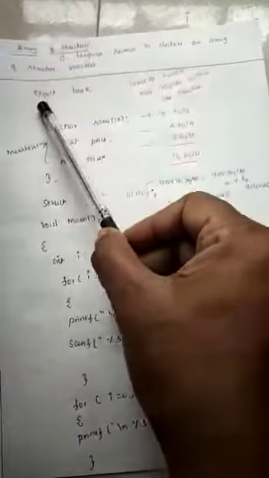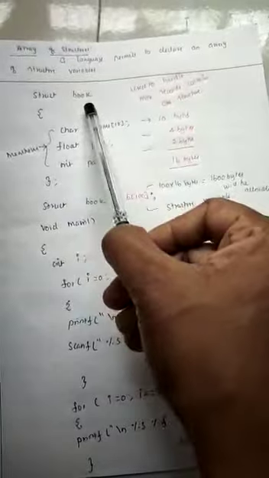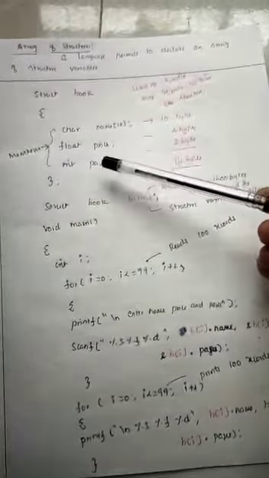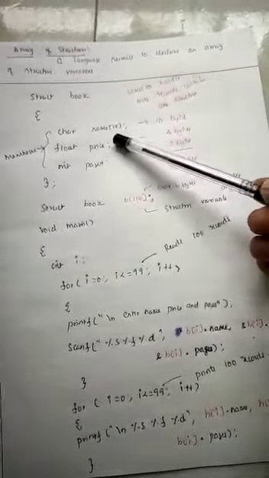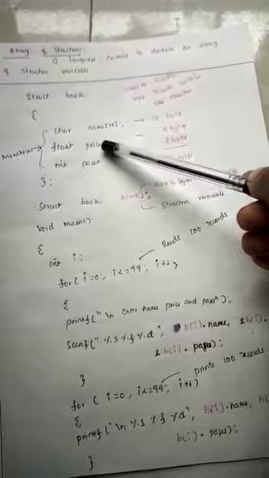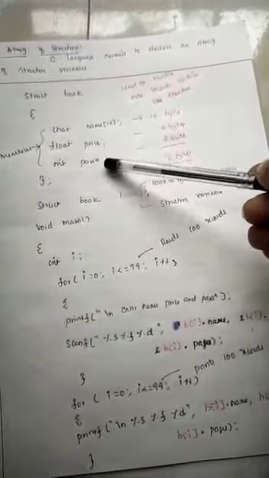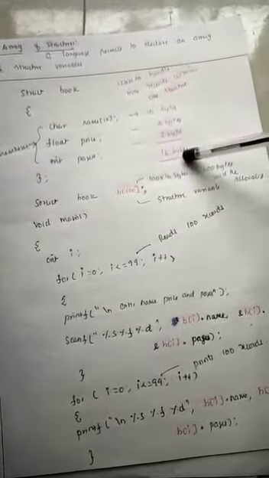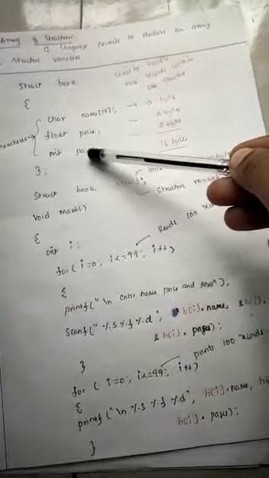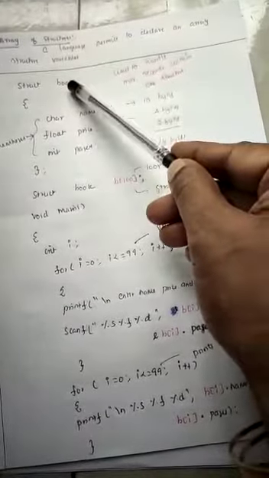Here in this example, a struct book is created, a book structure with the variables name, price and pages. Name occupies 10 bytes. Price, since it is float, occupies 4 bytes. Pages, it is data type int, so it occupies 2 bytes. The total memory allocated for the structure is 16 bytes. The name, price, pages are called members of the structure. Book is the name of the structure.